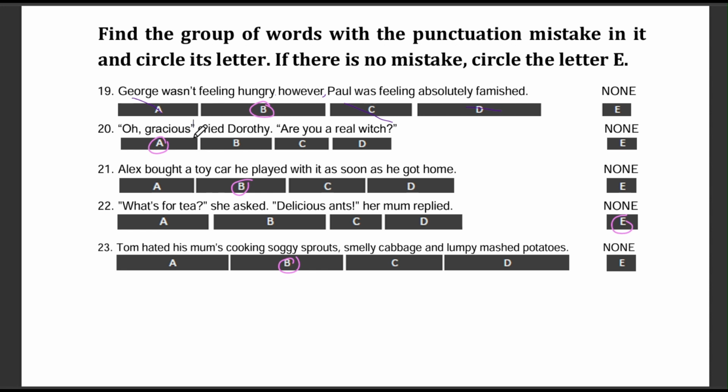Explanation. There should be a comma after gracious, and it needs to be inside the quotation marks. Why not the others? Option B is punctuated just right, so no problem there.